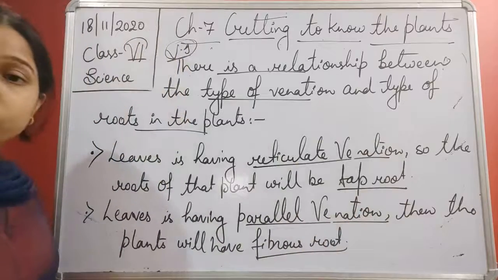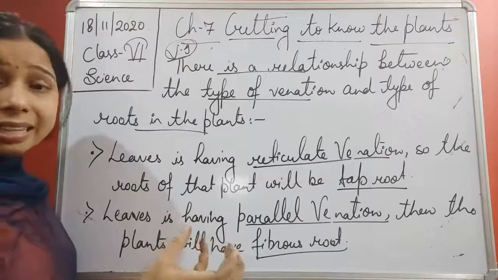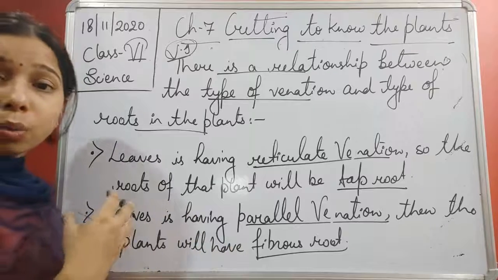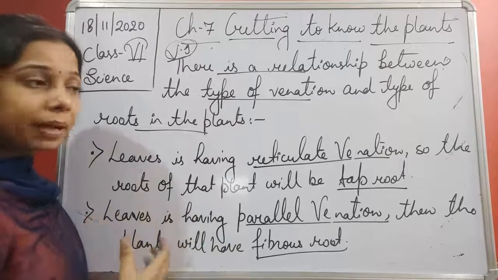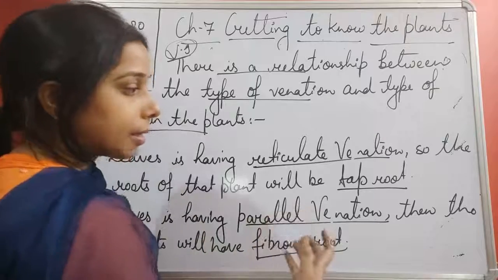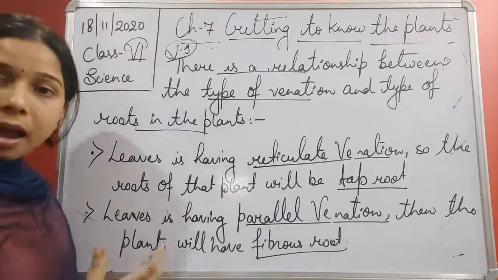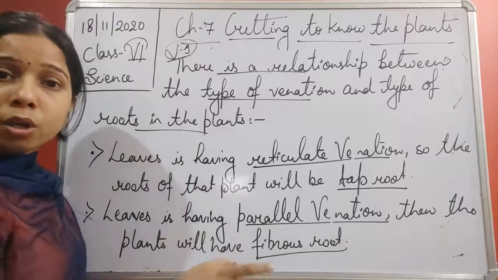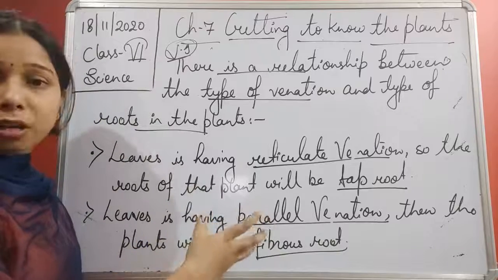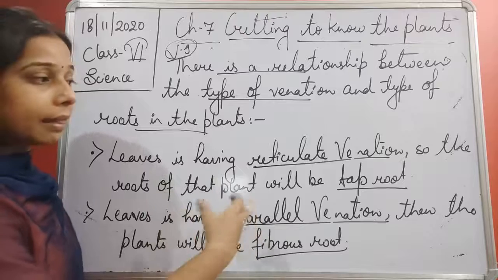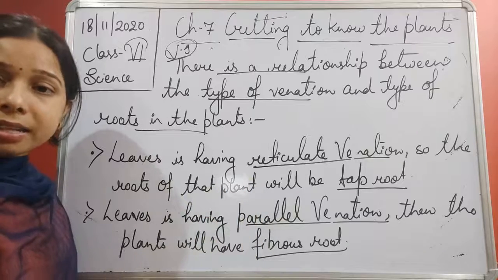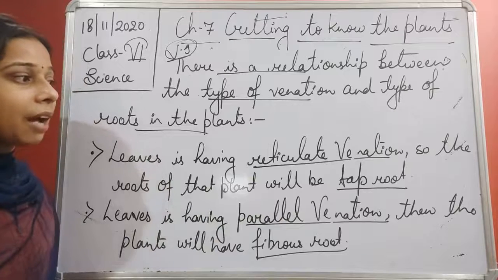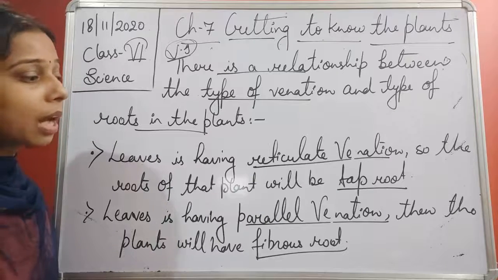Because roots are basically present inside the plants, it is the leaves by which we are able to understand what kind of root it will have. And leaves are visible to us, present above the ground, so it will be quite easy for us to see the veins, and then we can identify the type of root it will have. So if it is having reticulate venation, it will have taproot.